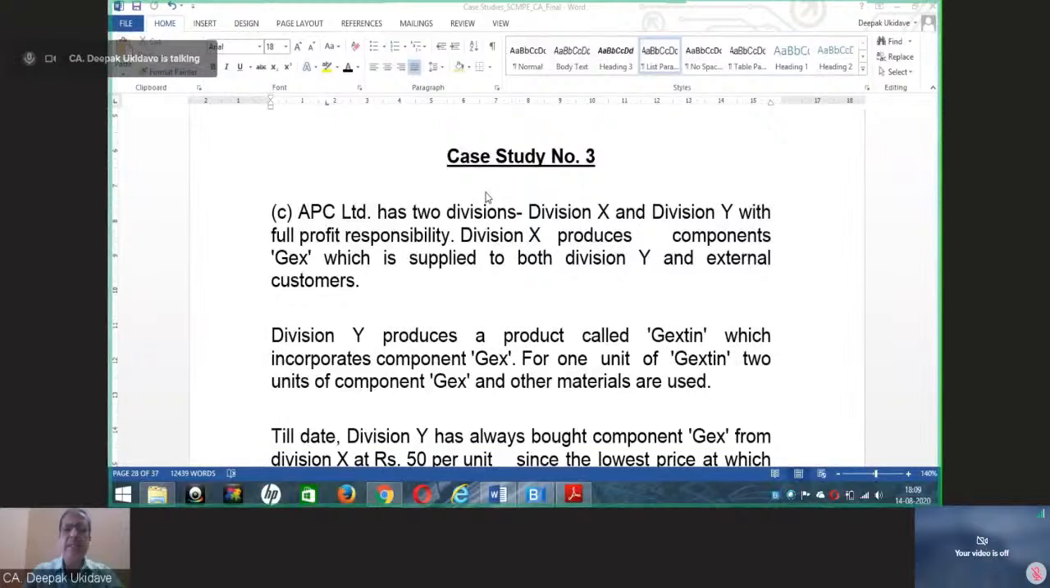Now let us calculate the contribution per unit for Division Y. Division Y is selling this product in the market, and the cost given is 100. Now this is 100, you all are aware: 50 into 2, that is 100. Then 22, then you have 13 direct labor, then 5 manufacturing overheads.